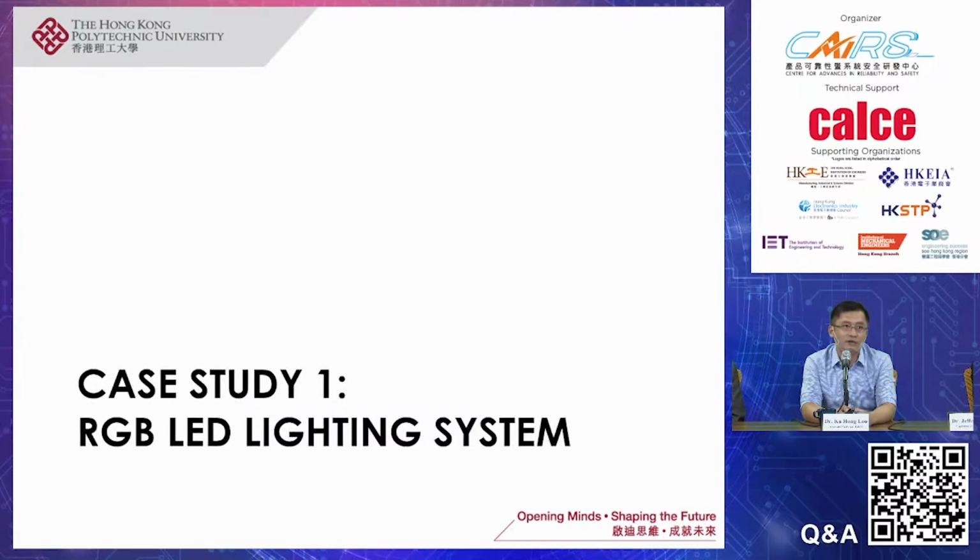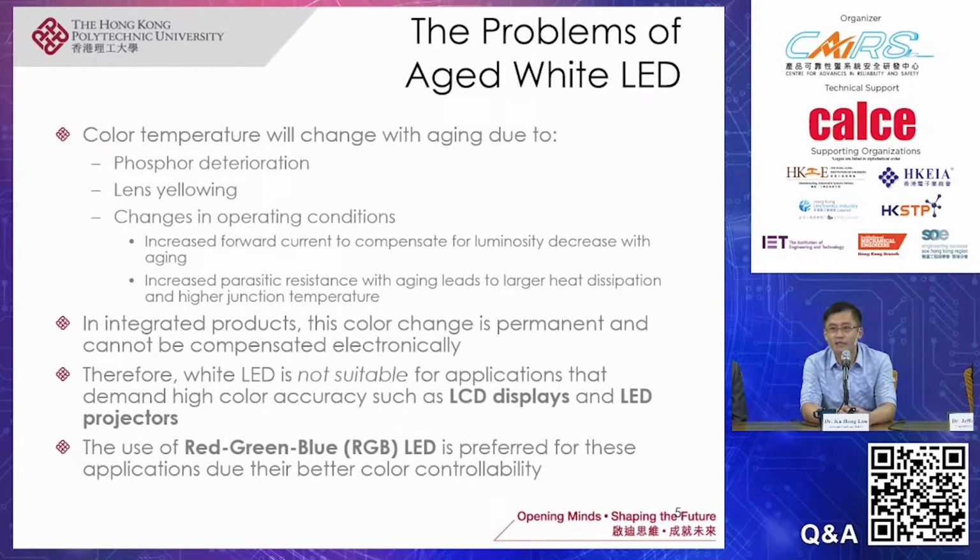So I would like to talk about the first example, which is our RGB LED lighting system. To make a case here, I'd like to contrast an RGB LED lighting system with a white LED lighting system, which is a much cheaper solution. But if you're familiar with white LED systems, you know that the color temperature of a white LED will change significantly during its lifetime due to phosphor deterioration, lens yellowing, or changes in some operating conditions, for example the driving current and also the heat dissipation, caused by the increased parasitic resistance due to aging.